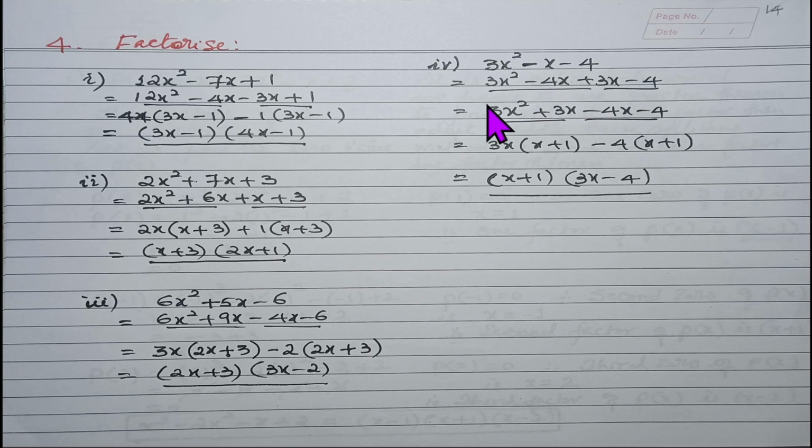Now what is common in this? 3x square plus 3x, what is common? 3x is common, in the bracket x plus 1, minus 4 is common, bracket x plus 1, x plus 1 is common, take x plus 1 outside. Therefore the factors are x plus 1 and 3x minus 4, and that is the method.